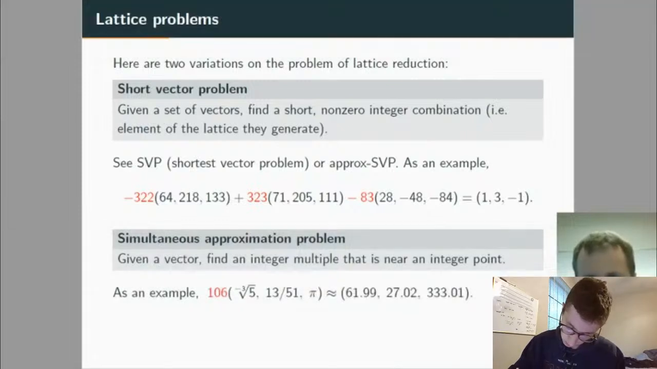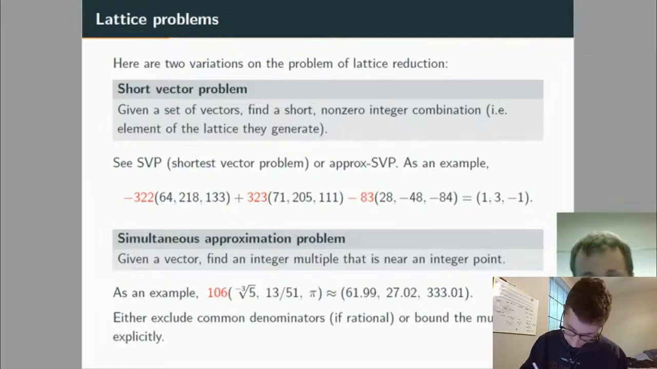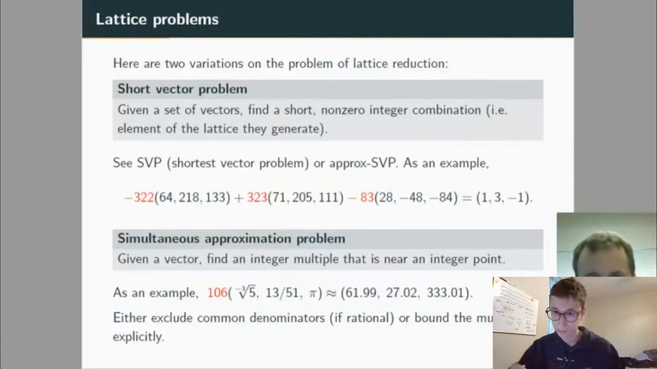If you use 106, you see in the output there that each of them is 1 or 2 hundredths away from the nearest integer. So it turns out for a vector like this that has irrational entries, there's no limit to how close you could get to an integer point and still not land on it. So it's pretty common to bound the multiple that you might take. If our bound was, say, 200, then 106 would be a great choice. Or alternatively, if the input vector is rational, then another possibility would just be to exclude the trivial solution, multiples of the least common denominator.